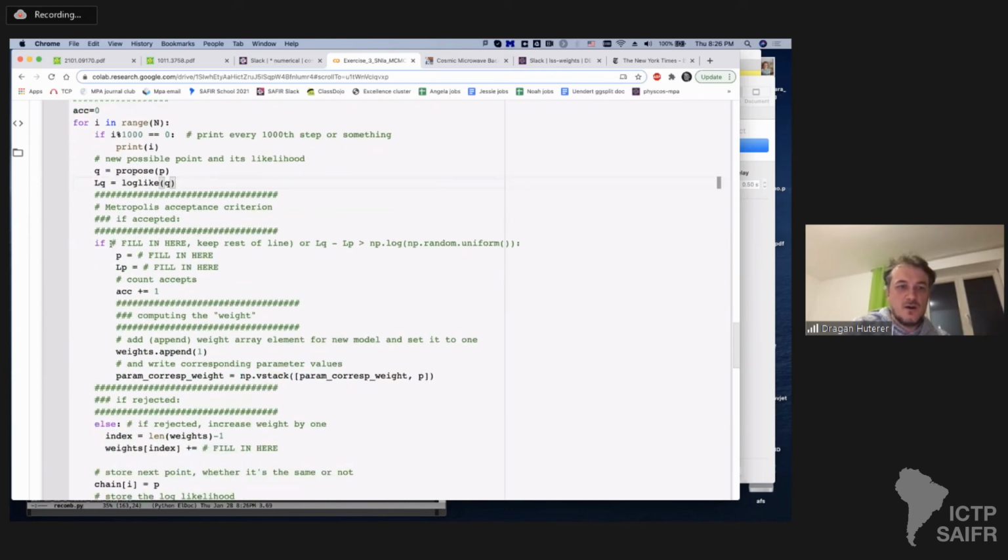Then I want you to fill in here and keep the rest of the line. So this part is correct. This is the second part. So when are you accepted, right? You accept either something simple, or if the ratio of likelihoods is greater than the random number, but in the log, that means log of new likelihood minus log of old likelihood is greater than the log of the random number. This is a random number between 0 and 1. So I do everything in log. Instead of L new divided by L old greater than random number, I do log minus log greater than log. These are all natural logs.